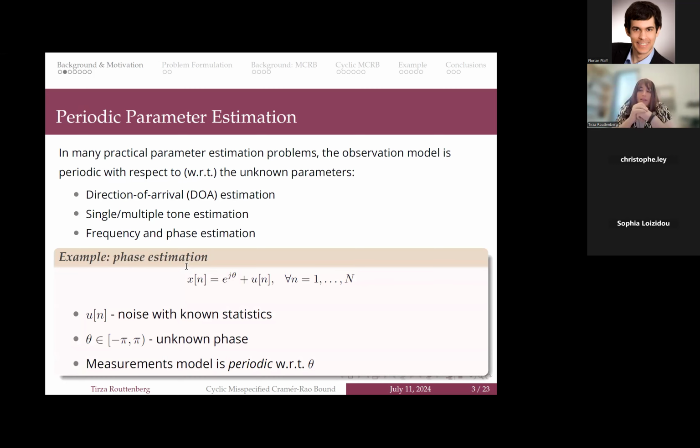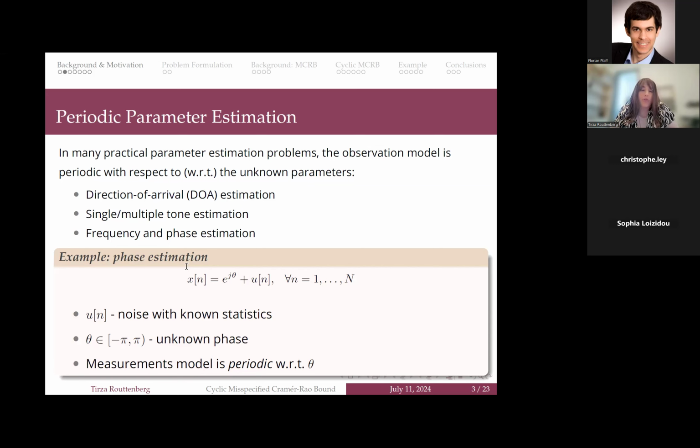So I don't think that I need to convince the people here about the importance of directional statistics, but I will describe the specific problem that we consider here. We are speaking here about what we call periodic parameter estimation. So we have a parameter like an angle or frequency or phase or something like that, that has some periodic nature. In many practical parameter estimation problems, especially in signal processing, we have an observation model which is periodic with respect to the unknown parameters that we want to estimate.